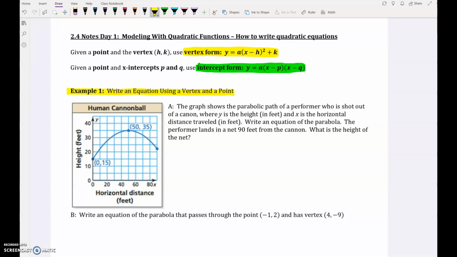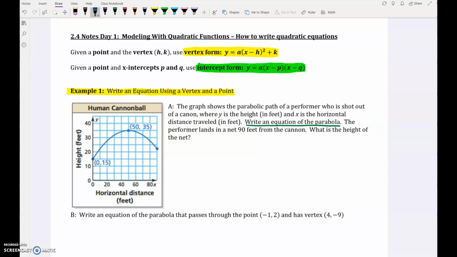The graph shows the parabolic path of a performer who is shot out of a cannon, where y is the height in feet and x is the horizontal distance traveled in feet. Write an equation for the parabola. We'll stop there. That's the big thing, is write an equation of the parabola.